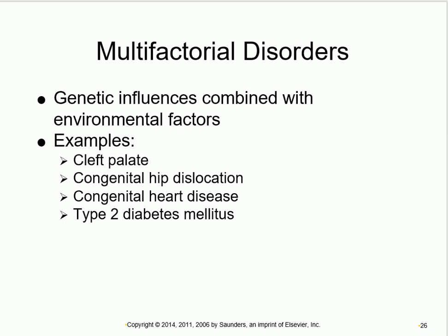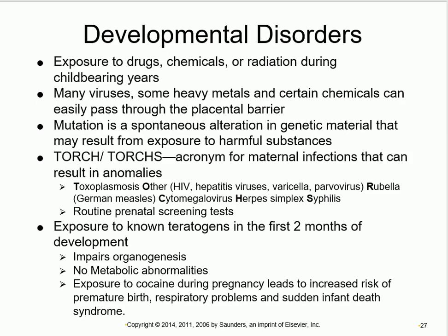The next is the multifactorial, and this of course has to do with, besides the genetic part, an environmental aspect, and you have to know these examples. Okay, cleft palate, congenital hip dislocation, congenital heart disease, type 2 diabetes mellitus. So type 2 diabetes mellitus, is that genetic? There is a genetic factor, but you have to have an environmental factor as well.